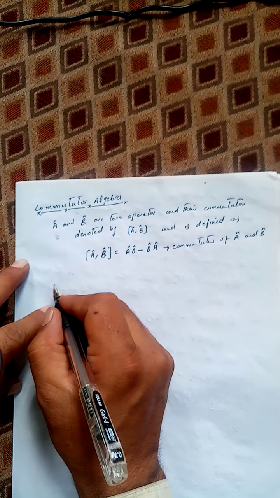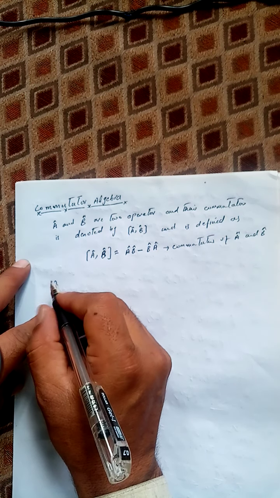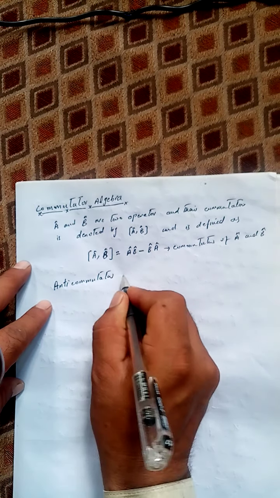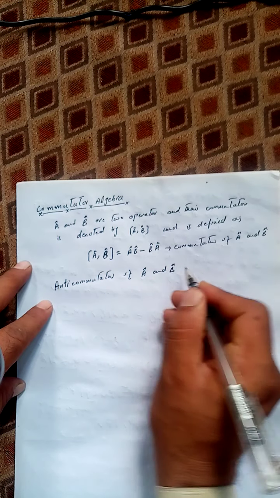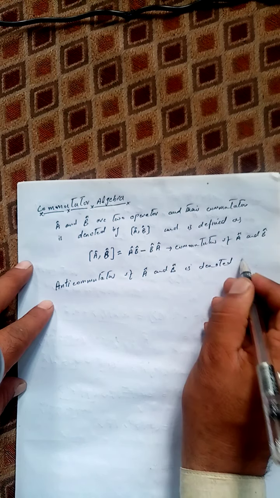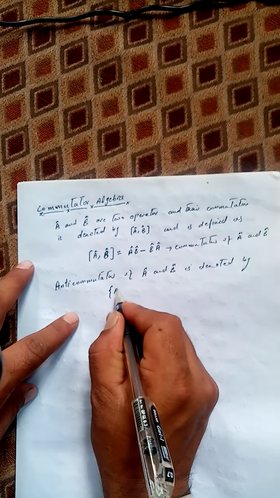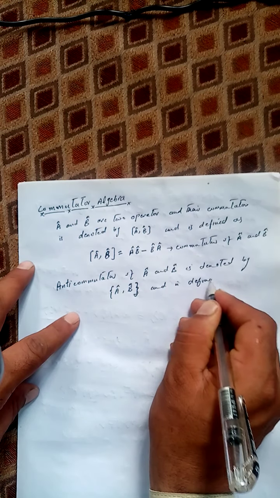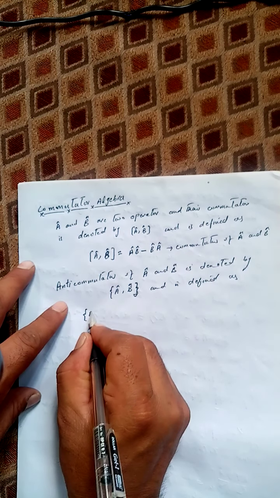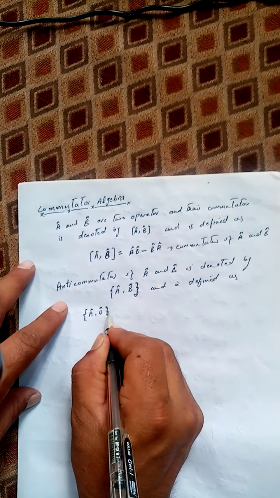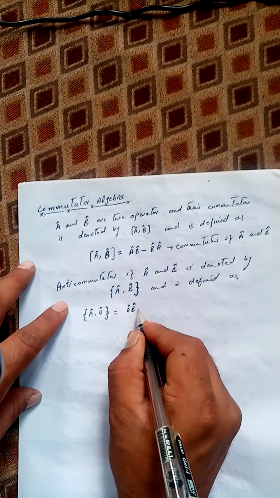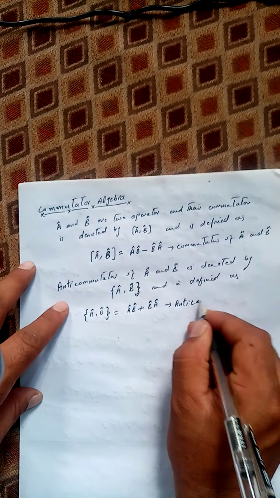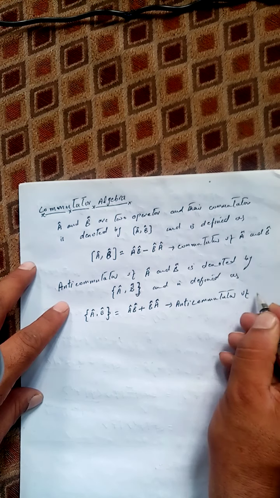Now similarly, we have the anti-commutator operation. The anti-commutator of two operators A and B is denoted by this parenthesis, and is defined as AB, and we have a plus sign, then BA. This is called the anti-commutator of A and B.